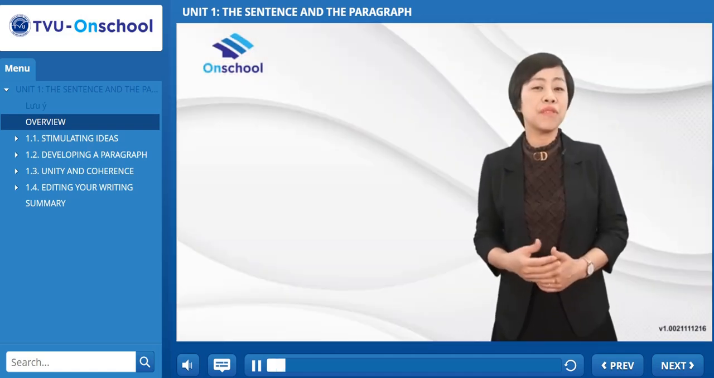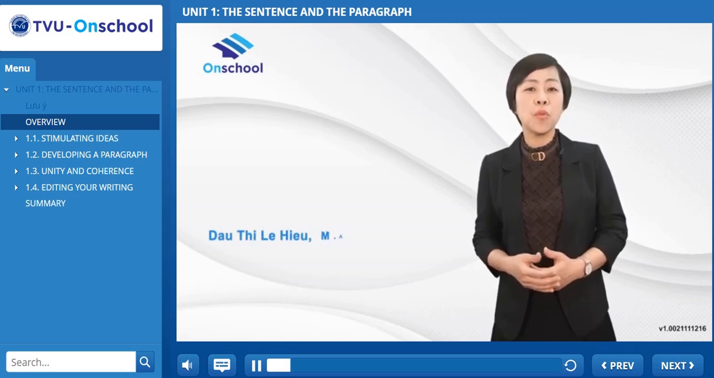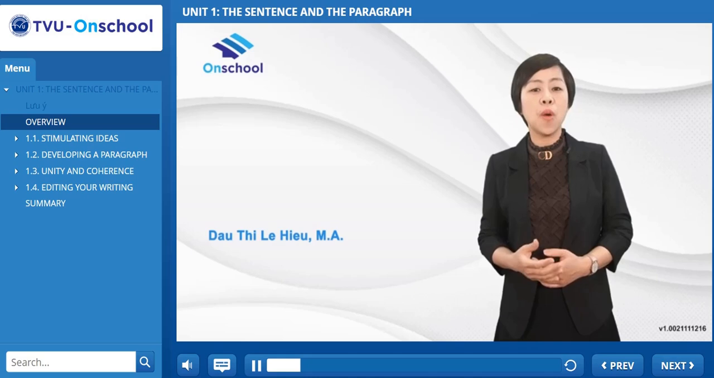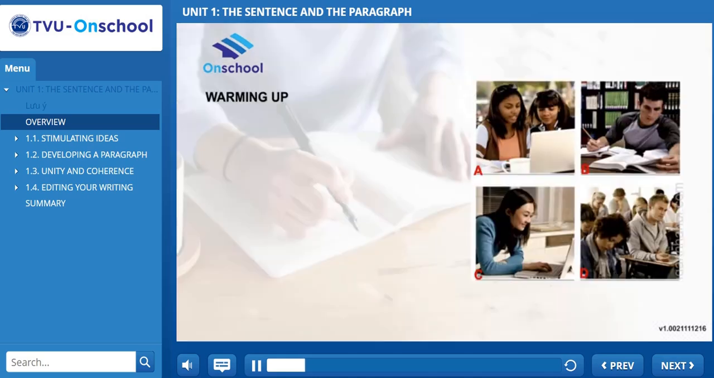And now, let's start our first unit of the module, Unit 1, the sentence and the paragraph. I would like to start Unit 1 with some warm-up questions. Can you look at photos A and C and identify what these photos tell you? Right. These photos show that the students might be reading, discussing, and writing something on the computer.